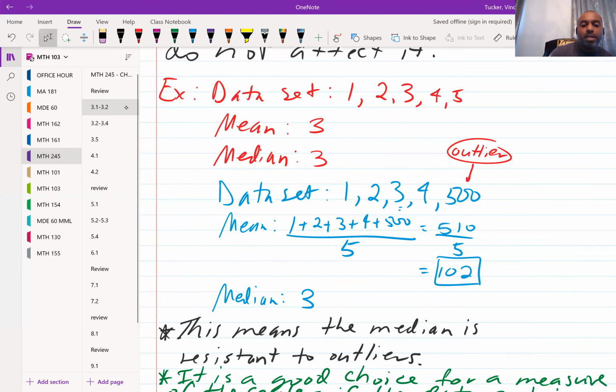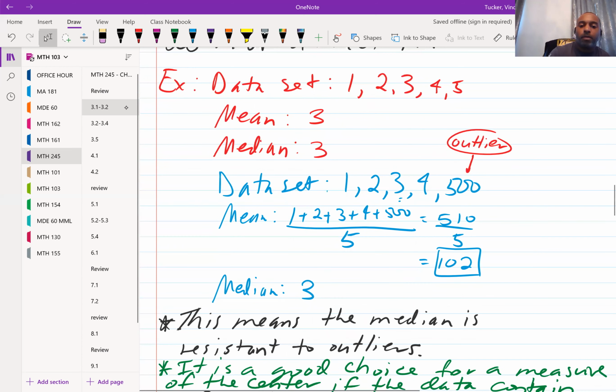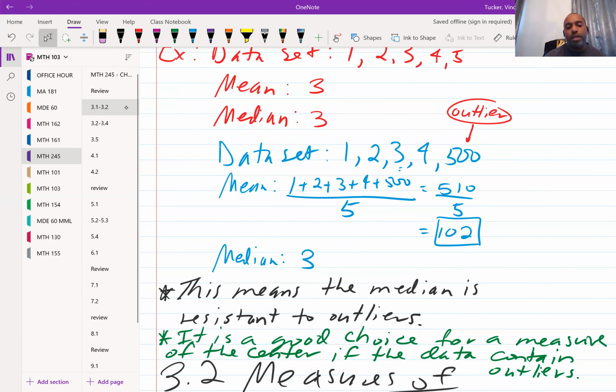So this means that the median is resistant to outliers. And so that's what I mean by something being resistant to outliers. When you put an outlier in a data set, it's not affected by it. So it is a good choice for a measure of the center if the data contains outliers. Talk about the median, since it's not affected by outliers.